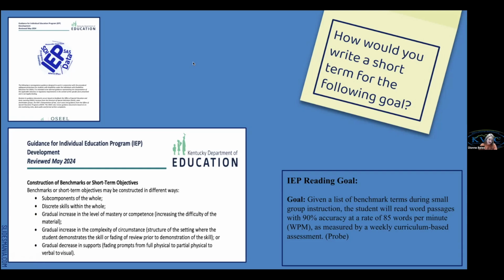And I noticed the goal that you have on the screen is kind of mismatched. We're talking about reading word passages, but then we're looking at reading accuracy. So we have to look to see, are we just reading terms? Is it fluency? Are we really looking for other skills? Is it phonics or phonemic awareness?